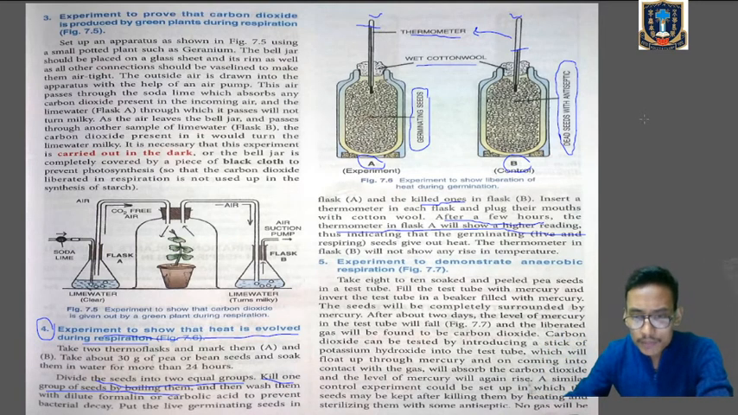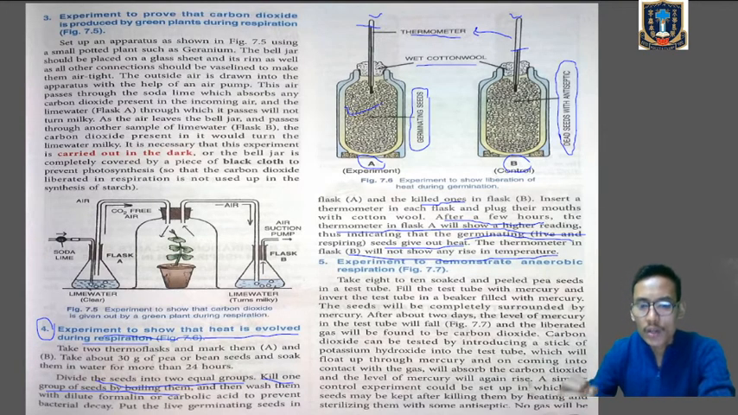So this proves that the germinating or live seeds give out heat during respiration, whereas the thermometer in flask B does not show any rise in temperature. This proves that germinating seeds produce heat during the process of respiration.